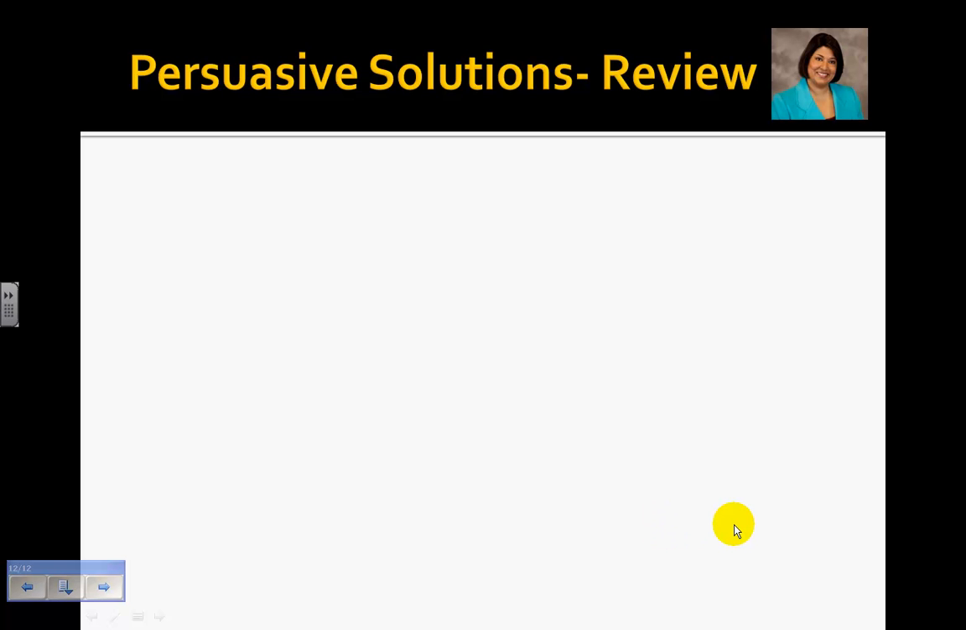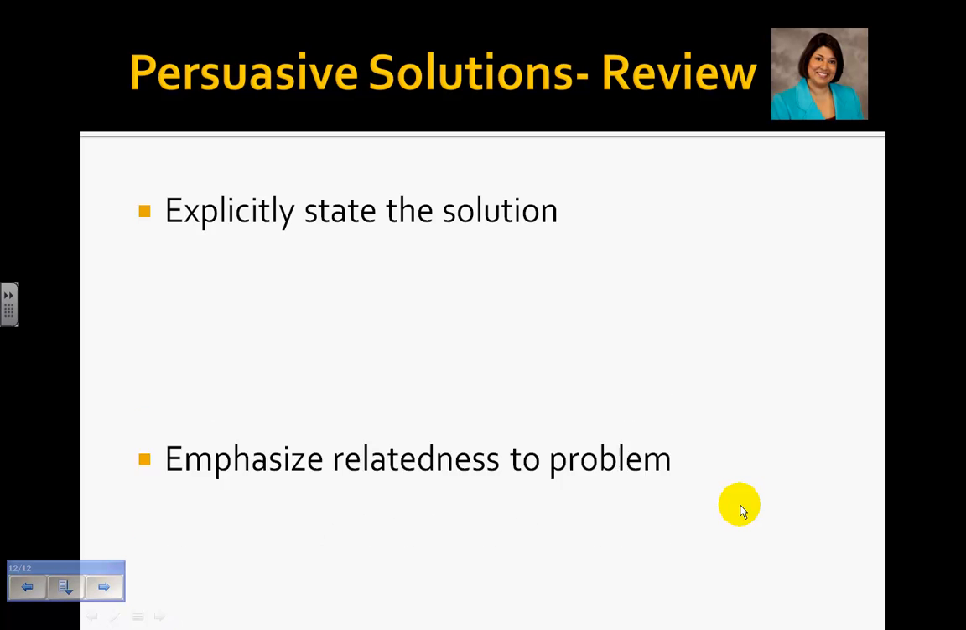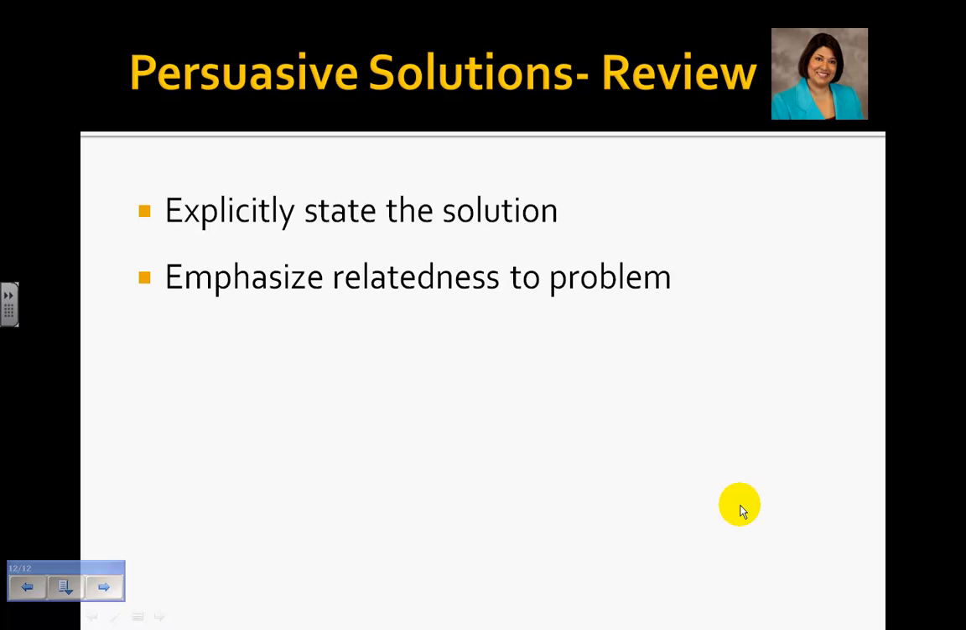I know there's a lot of information here, but step by step, you can kind of go through the example and see how you might improve your solution statement in your proposal. First, by explicitly stating the solution. Sometimes we forget to do that as business people and writers because we've been thinking so much about the solution. We forget to make it clear what our details are based upon. Emphasize your relatedness to the problem.